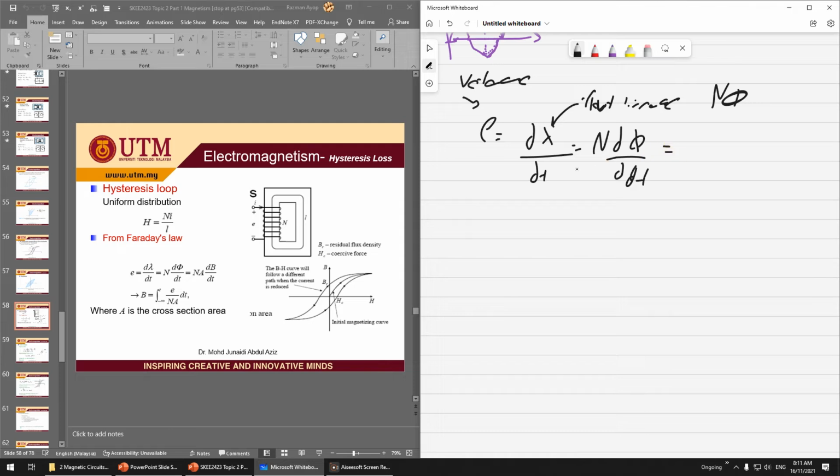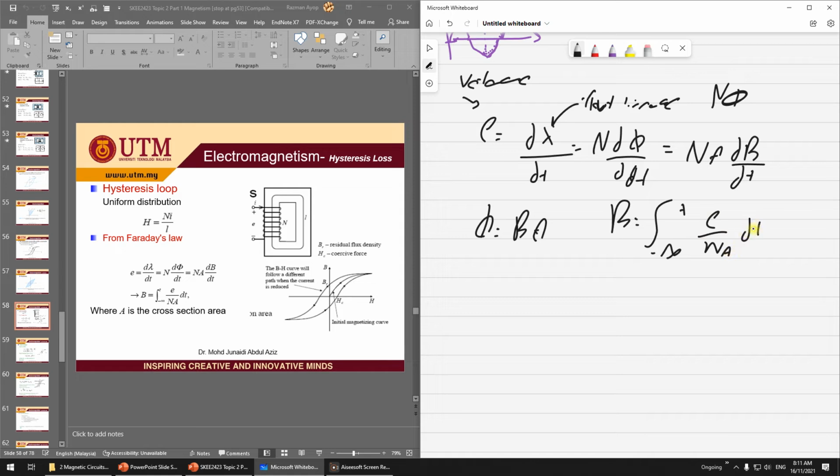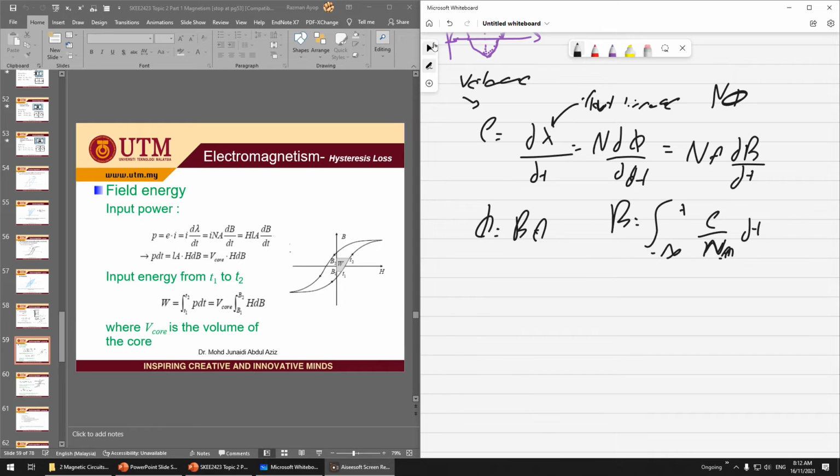Remember flux is B and area. Remember flux is actually B times A, so E equals NA dB over dt. So B equals the integral from negative infinity to time of E over NA dt. I think this one you need not focus on too much, but of course you have to focus on the hysteresis loss. This is just Faraday's law. Try to memorize it, try to understand it, but usually we don't apply this. This is just the way we calculate, where A is the cross-sectional area. So we want to find the BH curve when the current is reduced. Okay, we continue with this part.